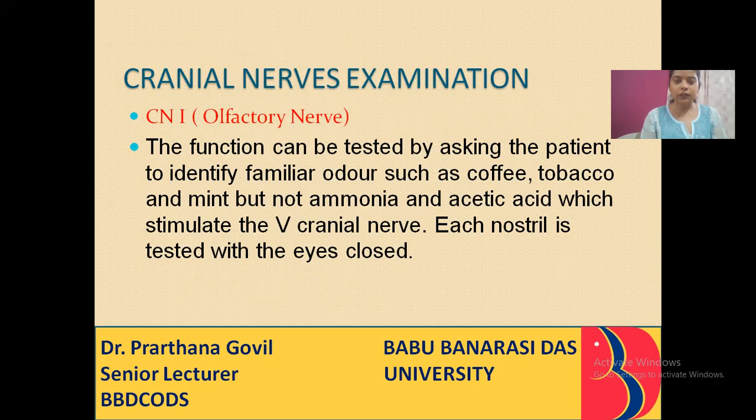Now, cranial nerve examination. Cranial nerve examination includes cranial nerve 1, that is the olfactory nerve. The function can be tested by asking the patient to identify familiar odors such as coffee, tobacco, and mint, but not ammonia and acetic acid, which stimulate the fifth cranial nerve. Each nostril is tested with the eyes closed.